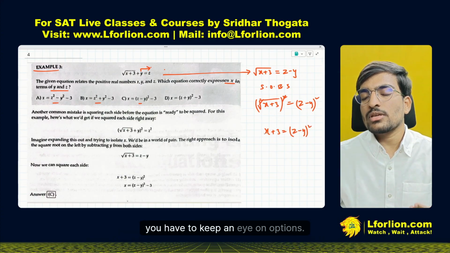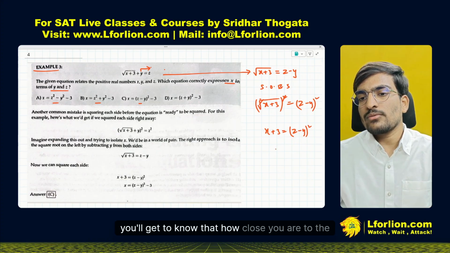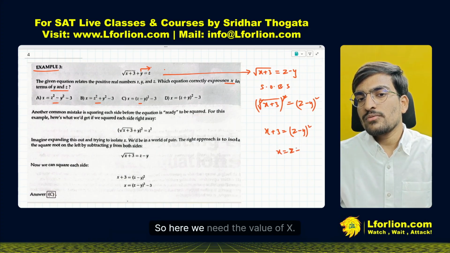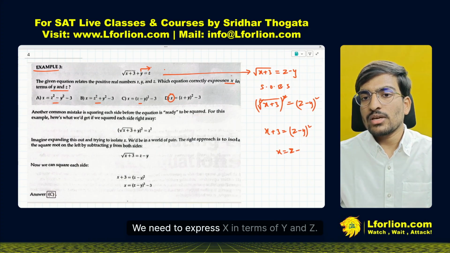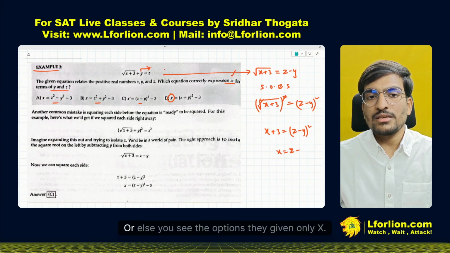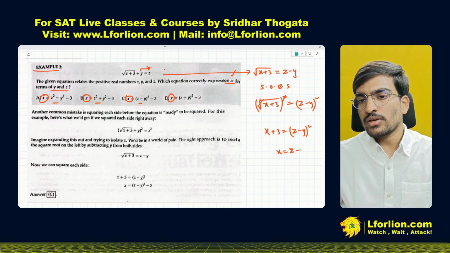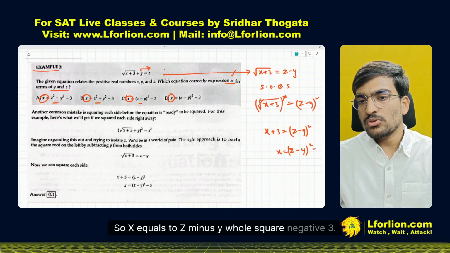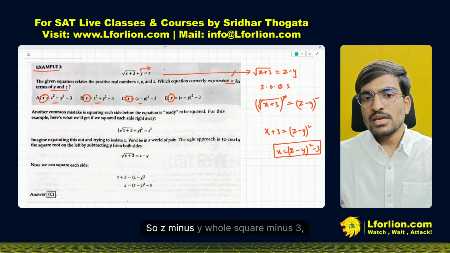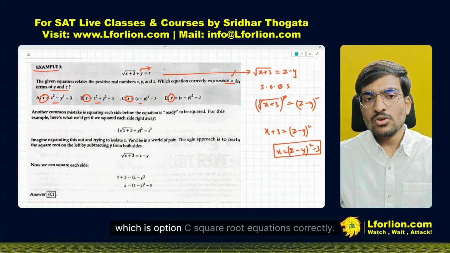While solving, you have to keep an eye on the options. You will get to know how close you are to the answer. Here we need the value of x, we need to express x in terms of y and z, and the options give only x. So x equals z minus y whole square minus 3, which is option C.